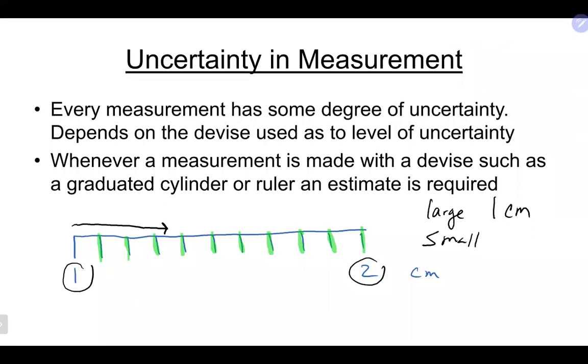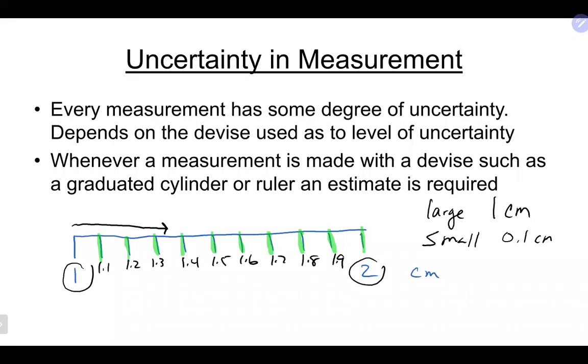1 divided by 10 is 0.1 centimeters. So each of the smallest markings represents 0.1 centimeters. By the way, I got that by 1 divided by 10 small markings. That means that this number right here would be 1.1. This one would be 1.2, 1.3, 1.4, 1.5, 1.6, 1.7, 1.8, 1.9, and 2. Everybody good so far? Okay.